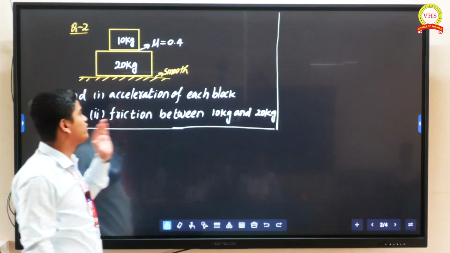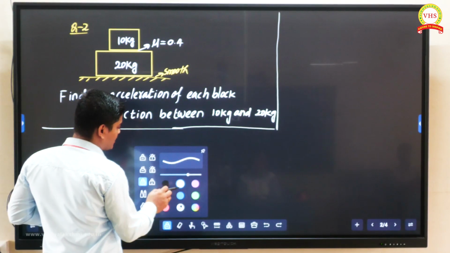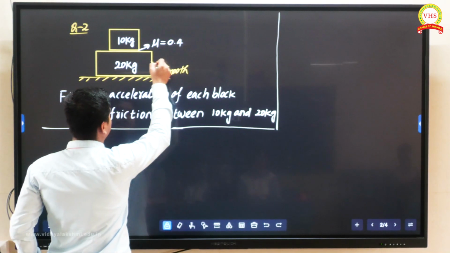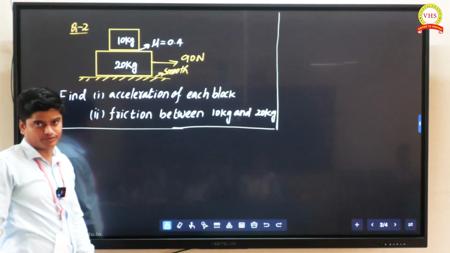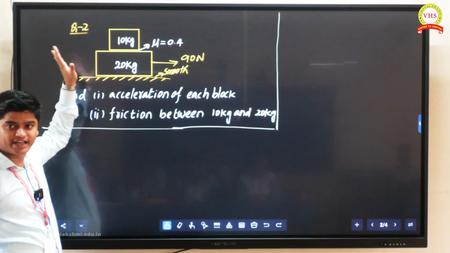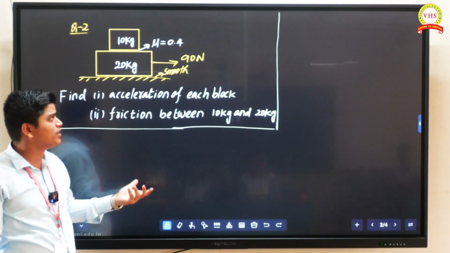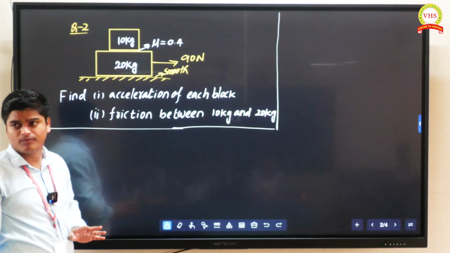F max. That one you first try to apply. But before that, one force is given here. What is the force given here? Tell me. 90 Newton. So here one force is given, 90 Newton. If only force is given, can it move, right? Yes or no? Or it cannot move now? We can analyze from the formula.